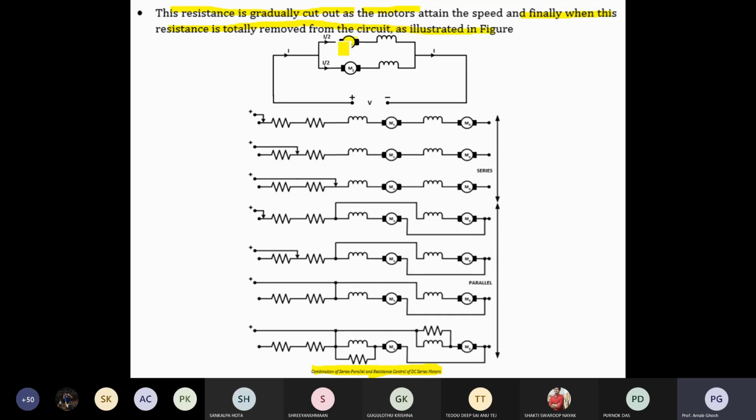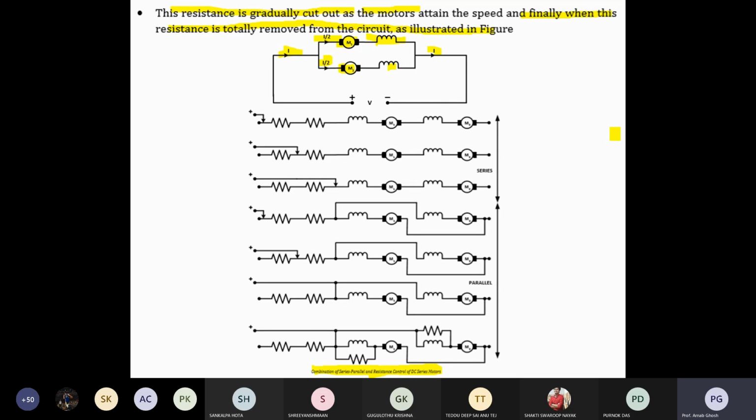Both motors have the same rating, you can consider. The current is divided, I by 2, and the total current is 9. So how will it start for the first case? You just check it. How is it working?